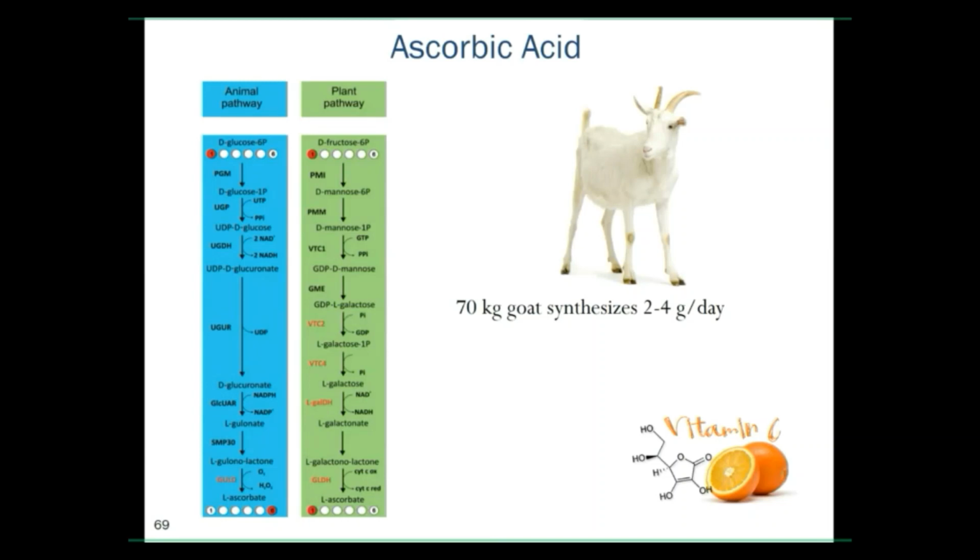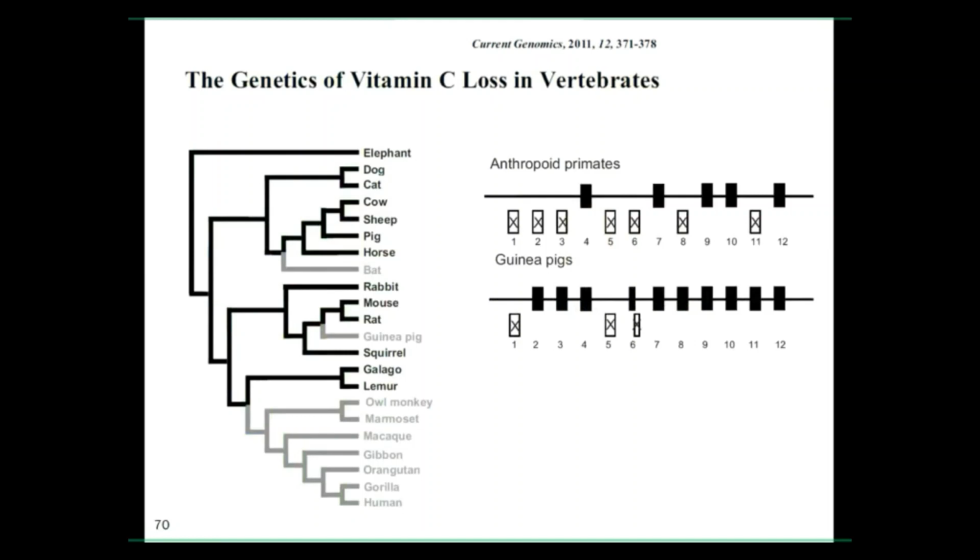A goat makes about 2 to 4 grams a day. When this little goat gets stressed, it doubles its vitamin C production. Humans have a fatal mutation in the last step, the gulo step, and cannot make vitamin C. So anthropoid primates and guinea pigs have this fatal mutation and they cannot make vitamin C.